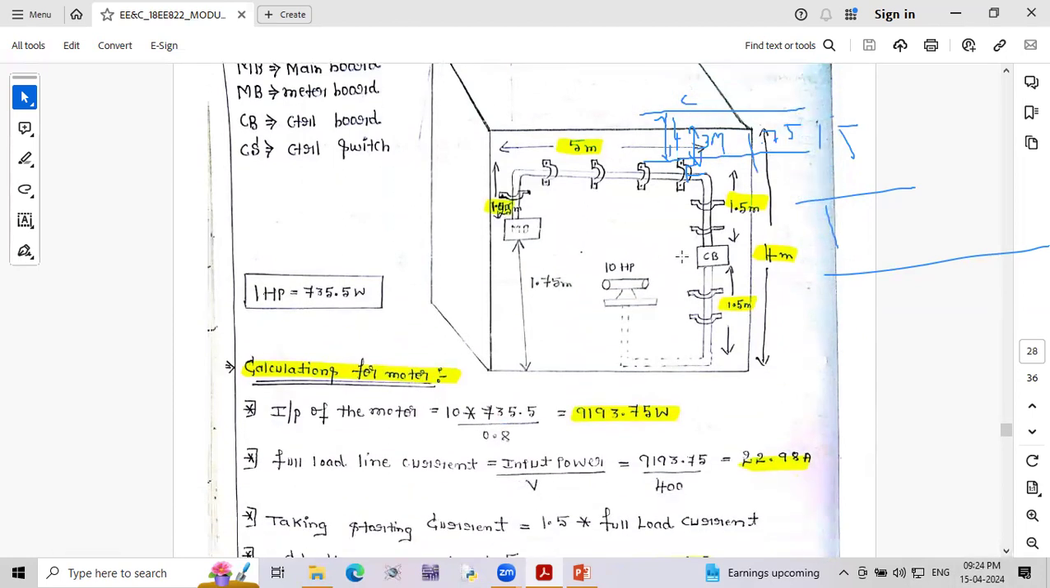I hope all of you understand how to write down the circuit diagram or layout diagram or wiring diagram. This is what we need to write down with the help of assumptions. Okay, if they give assumption as per the question, you can solve. Otherwise, you can do the same assumption.